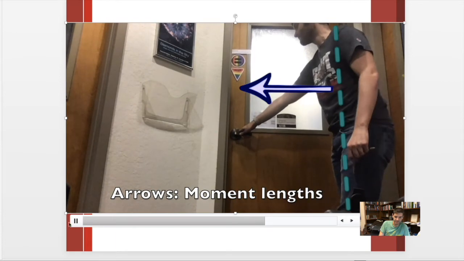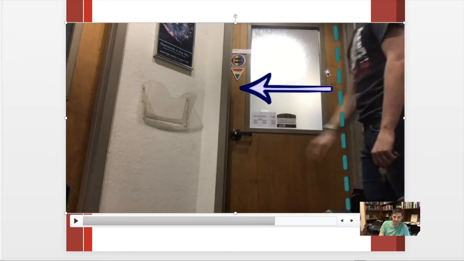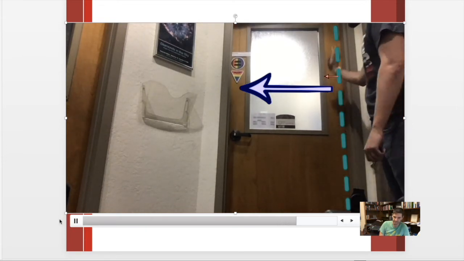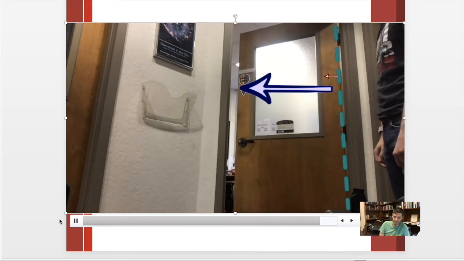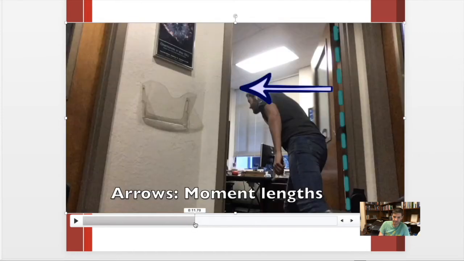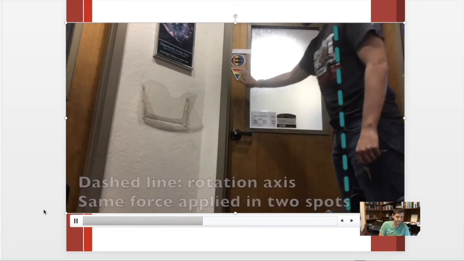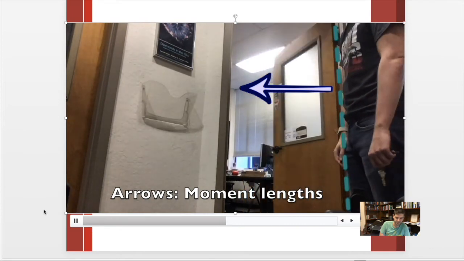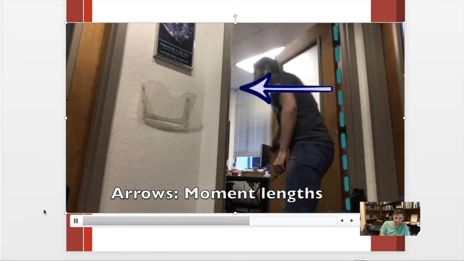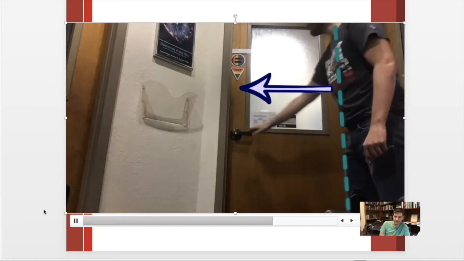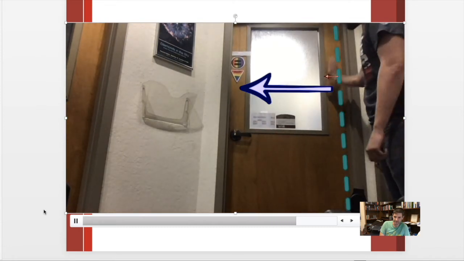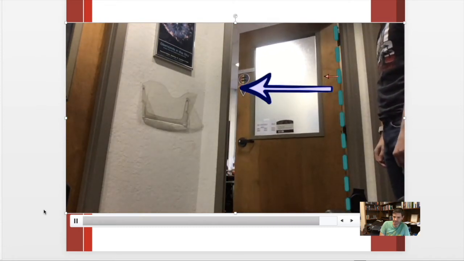Now let's do the same experiment, but I'm going to push somewhere right here, very close to the rotation axis, with the same kind of slap. So same amount of force, but different moment arm. In that case, the door barely moves at all. We can do both of them back to back again. Long moment arm. And same force, but closer to the rotation axis, smaller moment arm. Much less rotation in that case.